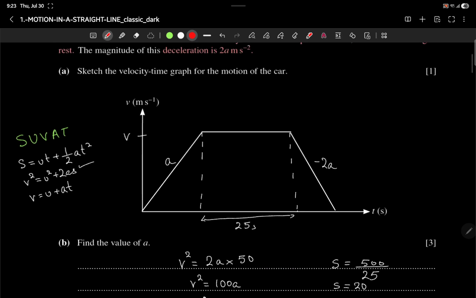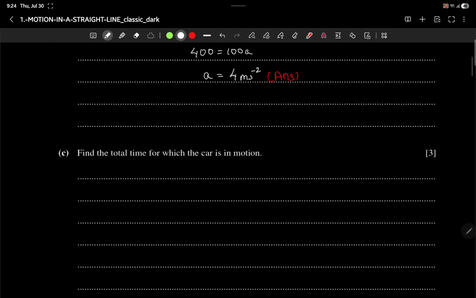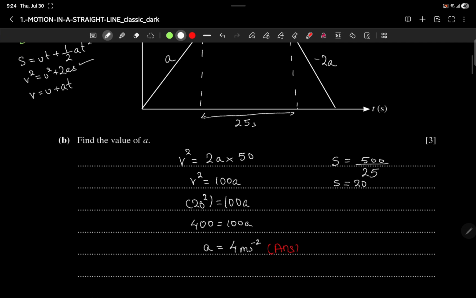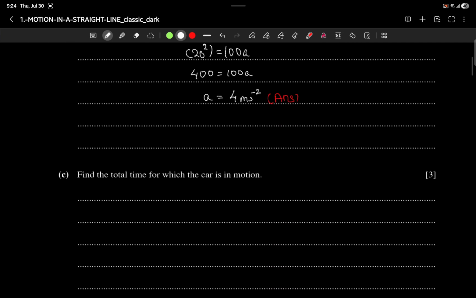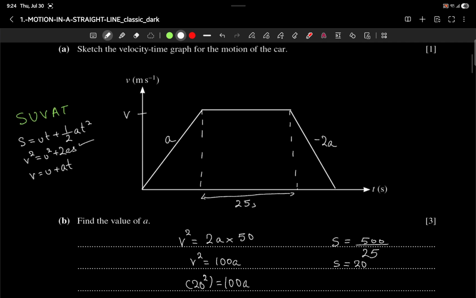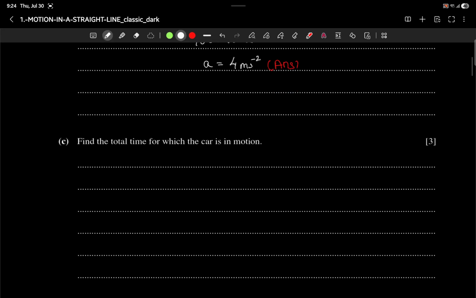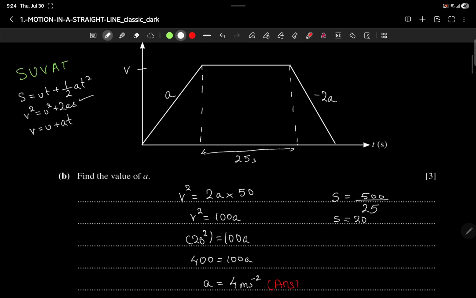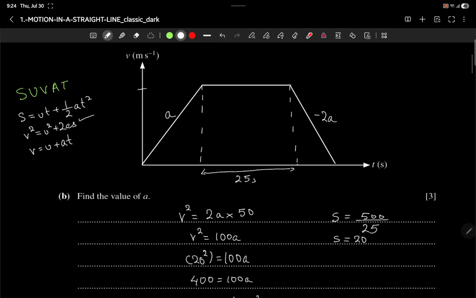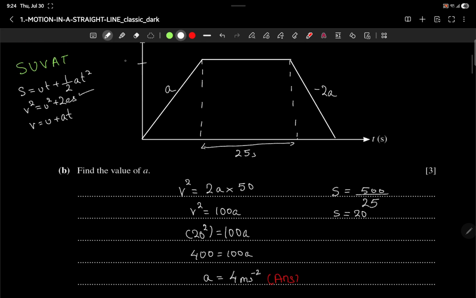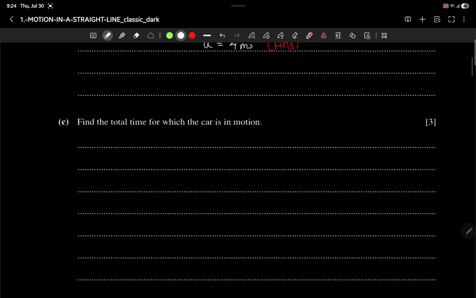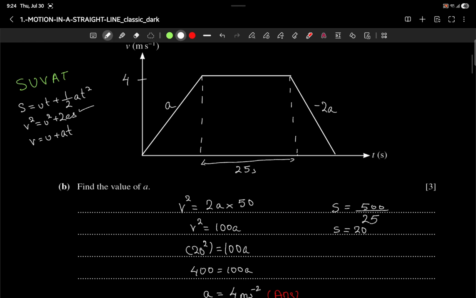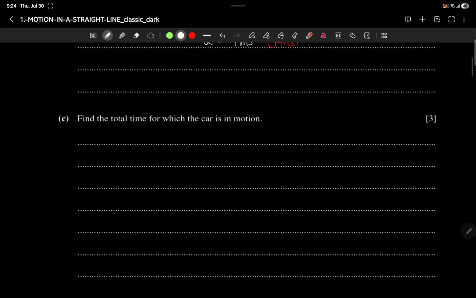Great. Now, moving on to question number C, the C part of this, is find the total time for which the car is in motion. That means the whole time for this. So we know the acceleration, we know the velocity now, which is 4. So first, let's find the time for this part. Then we find the time for this part. And then finally we find the time for this part.